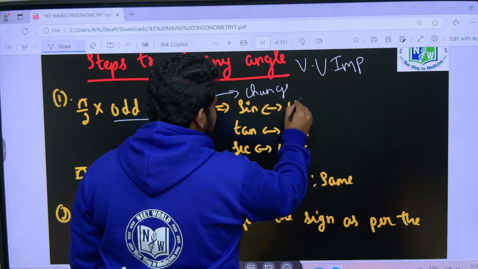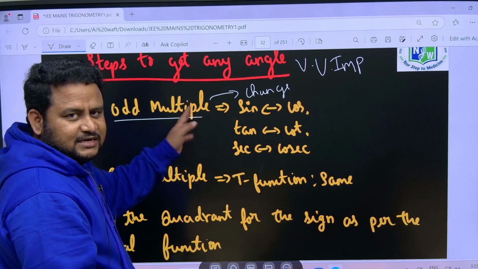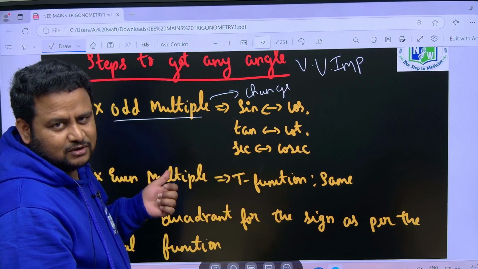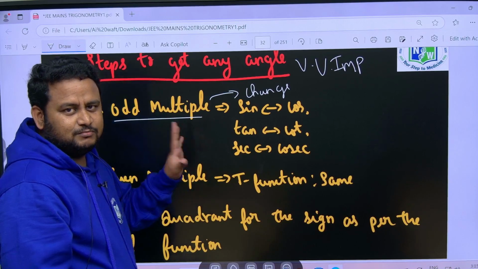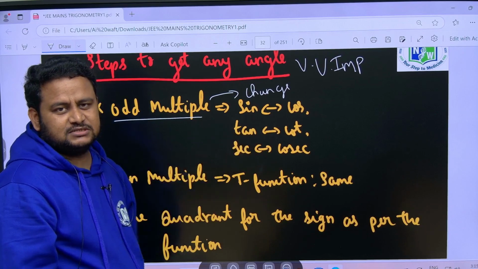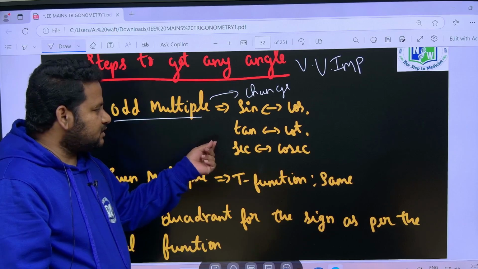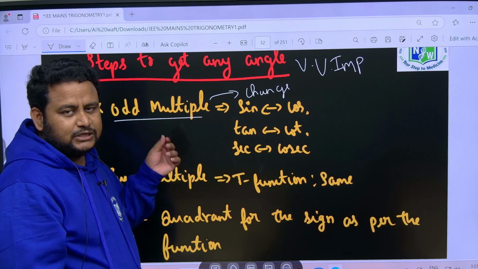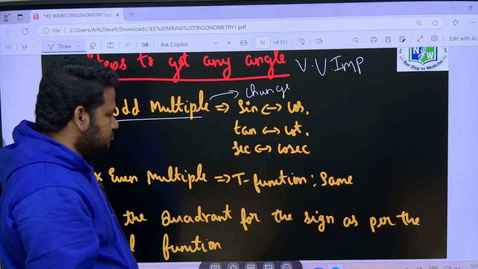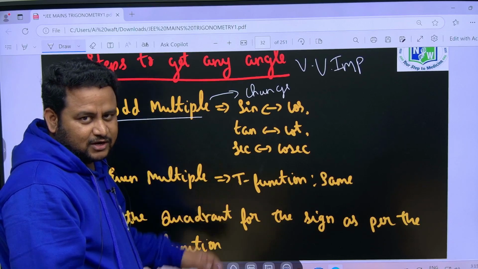Whenever there is an odd multiple, we have to change like that. Pi by 2 into an odd multiple is changed because, as I told you, even is positive, odd is negative. When there is negative, we have to move away from them. So sine will become cos, tan will become cot, and secant will become cosecant. When it is pi by 2 into odd, it will change because odd we take as negative.